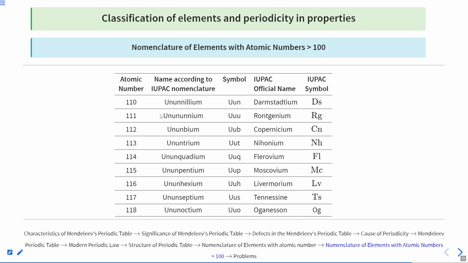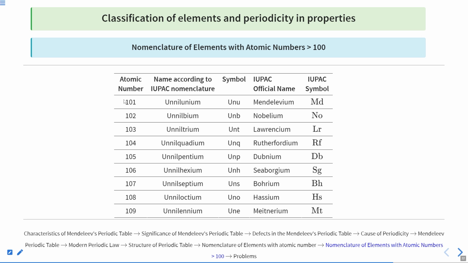What about the IUPAC names? So 110 is Darmstadtium. 111 is Roentgenium. 112 is Copernicium. 113 is Nihonium. 114 is Flerovium. 115 is Moscovium. 116 is Livermorium. 117 is Tennessine, 118 is Oganesson. So these are the trivial names; you don't need to remember them.